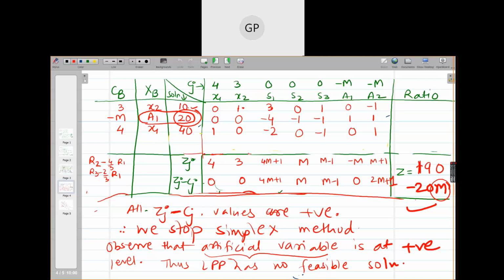Have you understood it? Yes, ma'am. So when you are not able to remove the artificial variable from LPP, LPP has no feasible solution. The constraints are conflicting. That is why it is happening. Okay.